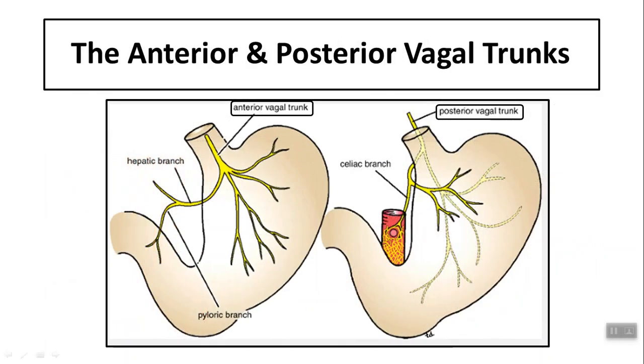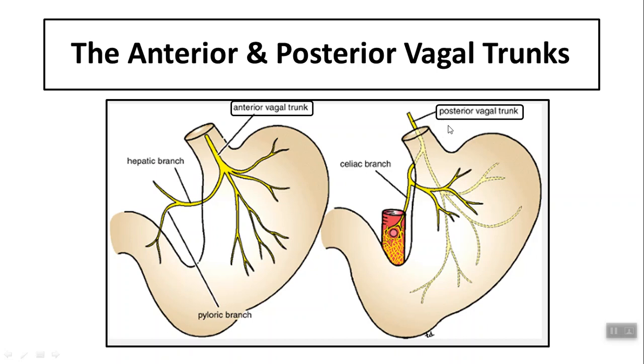This is the anterior and posterior vagal trunk. The anterior vagal trunk, which is originally the left vagus nerve in the thorax, in the abdomen becomes anterior and supplies mainly the anterior surface of the stomach and gives a large branch that passes to the liver, called the hepatic branch, and from this hepatic branch it will give nerve supply to the pylorus.